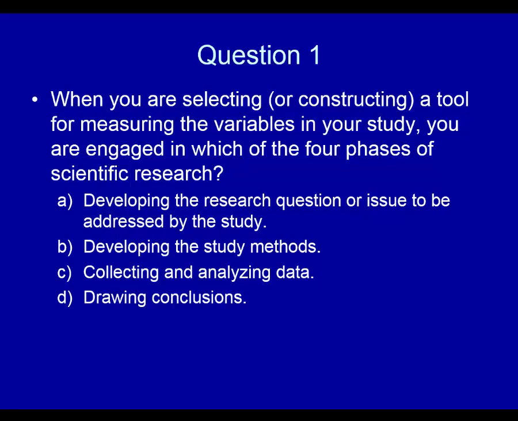Okay, this question is about where things come in the research process. Research is a systematic process that goes from one step to another. So where does the tool you're designing or finding best fit? Well, it fits under B, developing the study methods. So that is the correct answer. We want to make sure that we're going through the process systematically, not putting the cart before the horse, but putting everything in order. That's what that question's about.